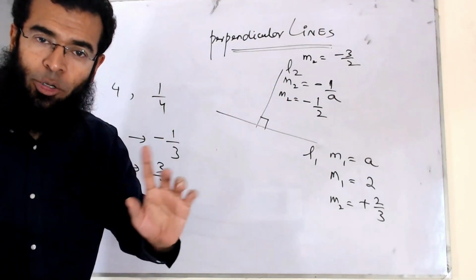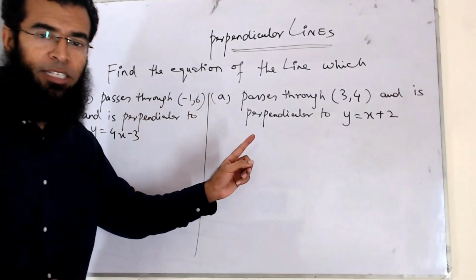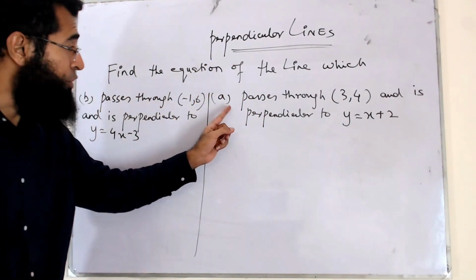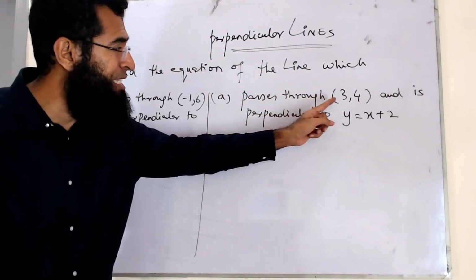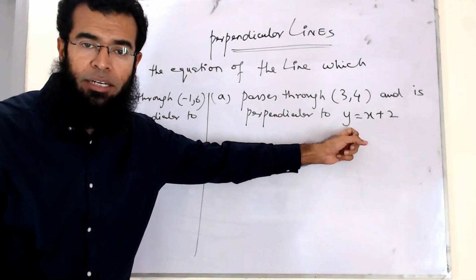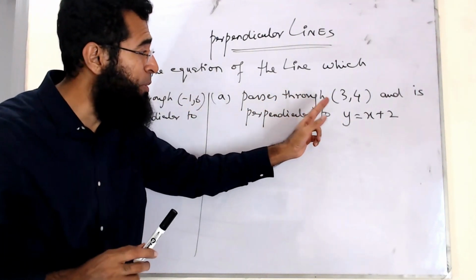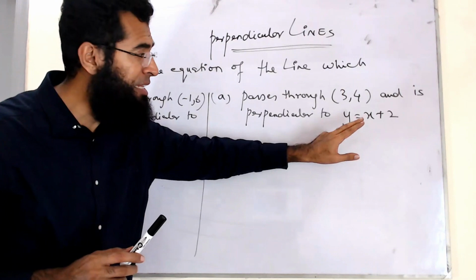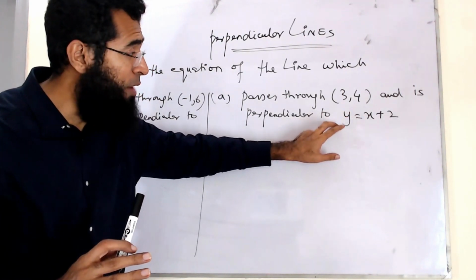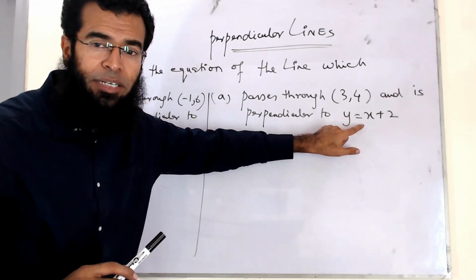Let's take a look at a question. Find the equation of the line which, part A, passes through this point (3, 4) and is perpendicular to this line. Because we know it's perpendicular to this line, and this line is written in the standard form y equals mx plus c, y is the subject and the coefficient of y is 1. So we can directly take the gradient, right?